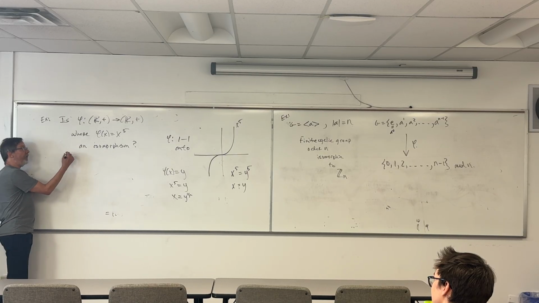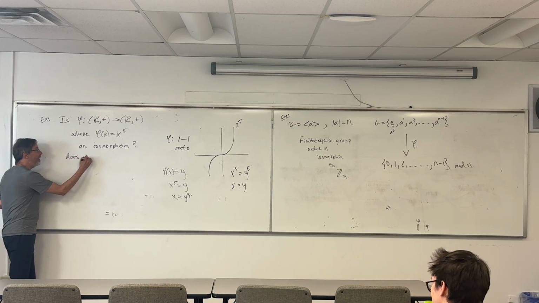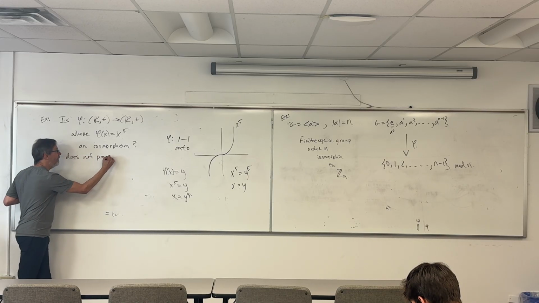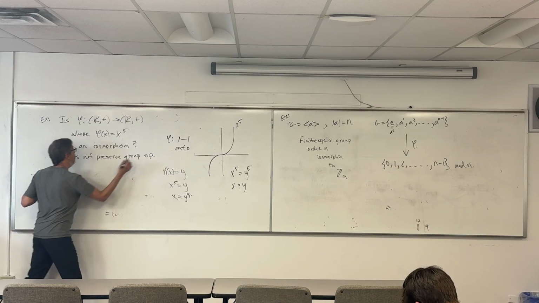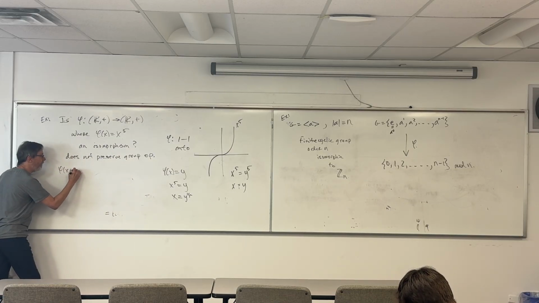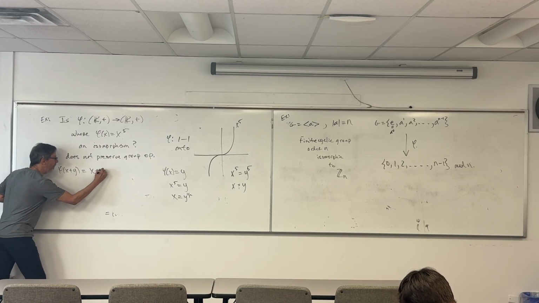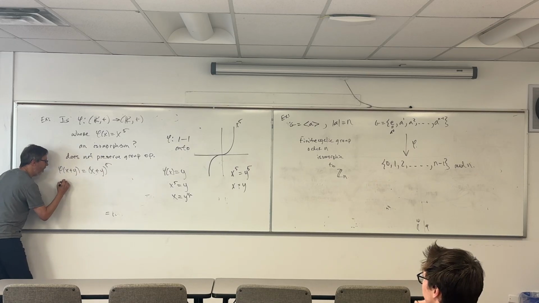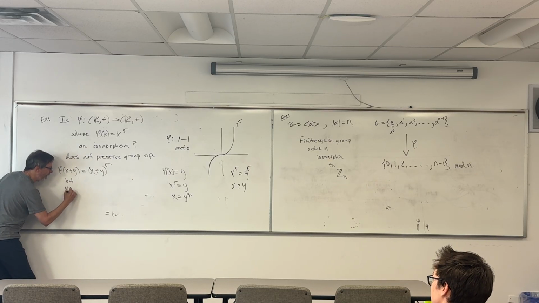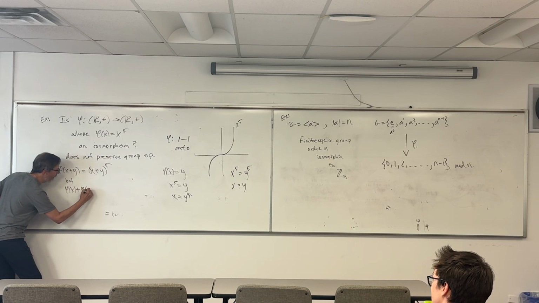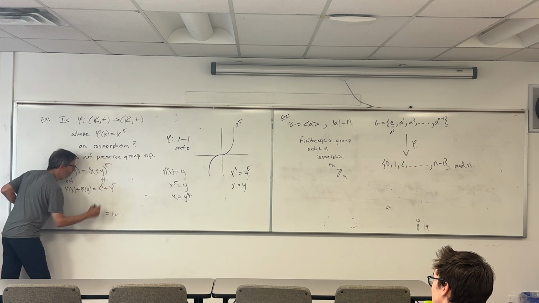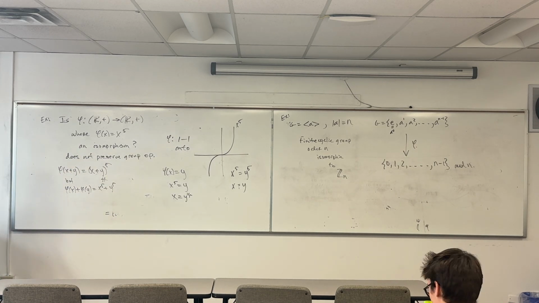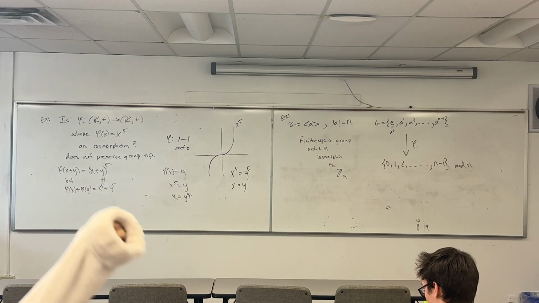But yeah, so this does not preserve the group operation, because phi of x plus y is x plus y to the fifth, but phi of x plus phi of y is x to the fifth plus y to the fifth, and we all know those aren't the same. Yeah, cool, all right, pretty chill.